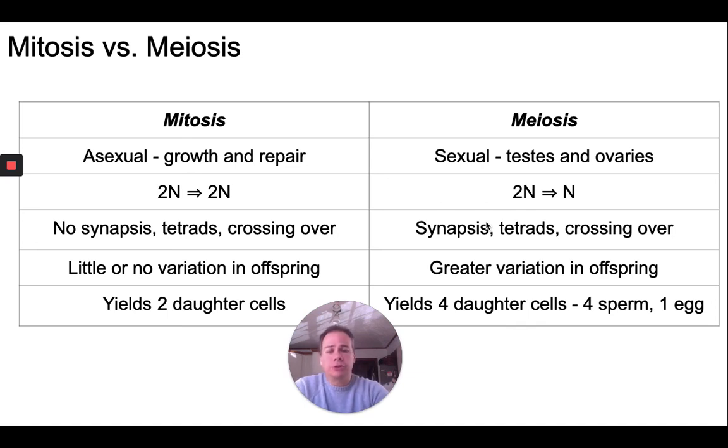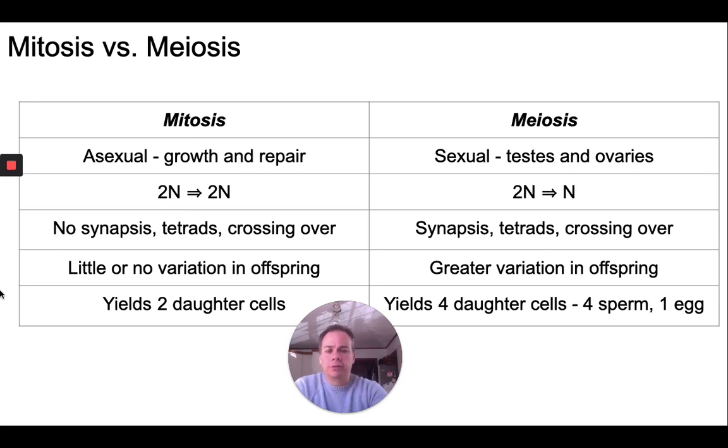The cells produced through mitosis have very little variation. They're basically identical copies of each other. Cells produced in meiosis result in greater variation because of crossing over, and because they are only getting half of the number of chromosomes, each of those cells is unique.